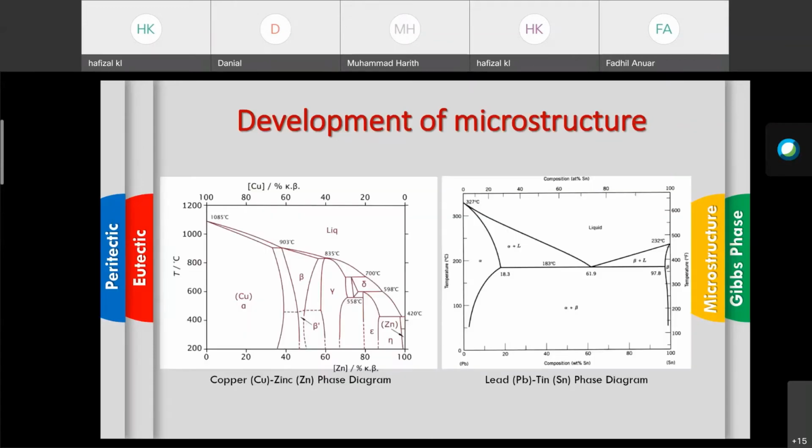We can see the diagram is something like this. Previously we already looked at this kind of phase diagram. In terms of copper and zinc, there is a more complicated phase diagram involved. So after this we will look at only this phase diagram, and we will try to analyze it.